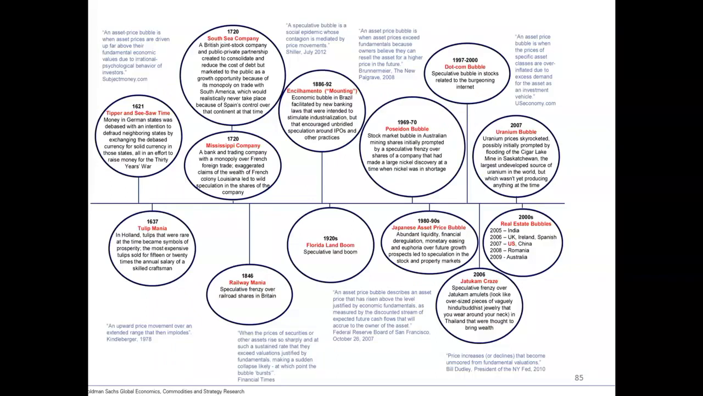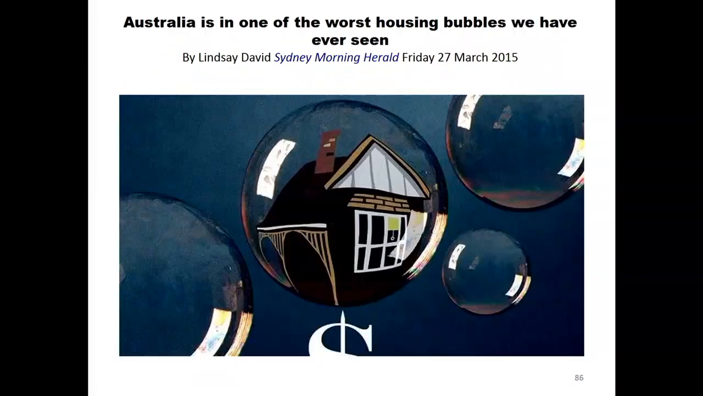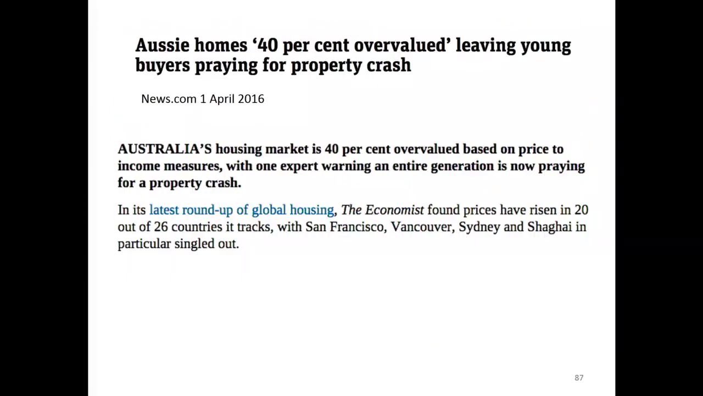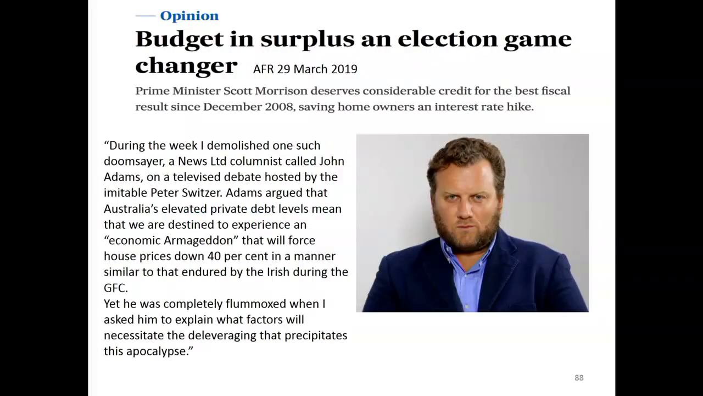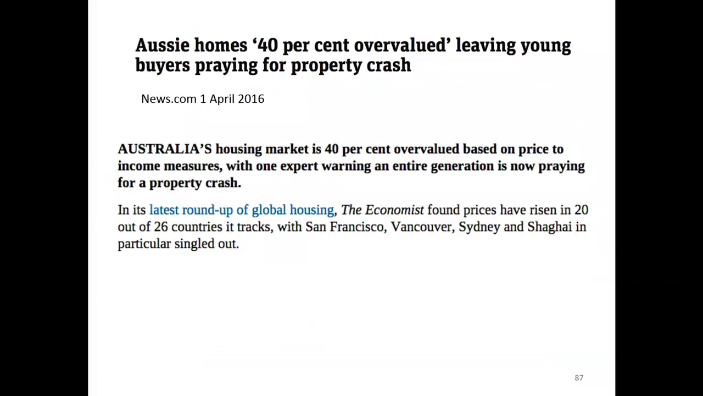And these are other bubbles through history. So right now, according to Lindsay David in the Sydney Morning Herald, we're in one of the worst housing bubbles we've ever seen. It's 40% overvalued based on price to income measures. This is 2016. But is it really? Or is it supply and demand?